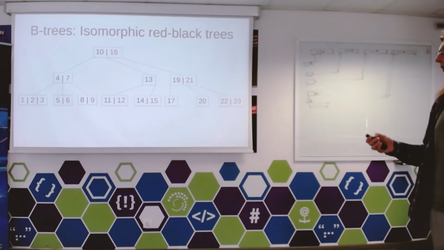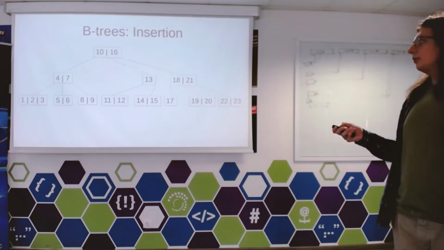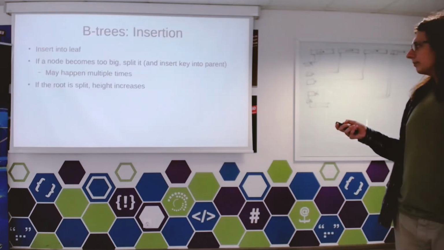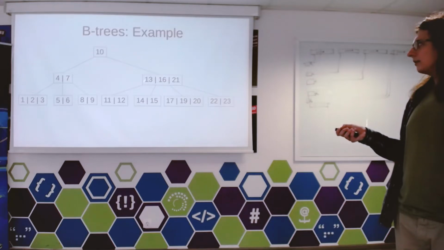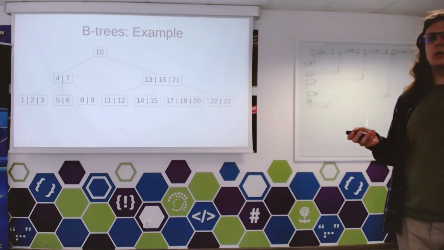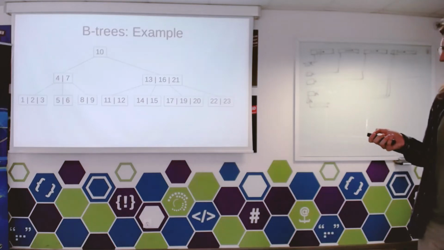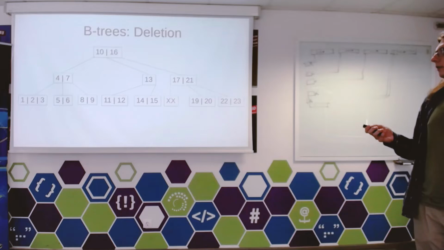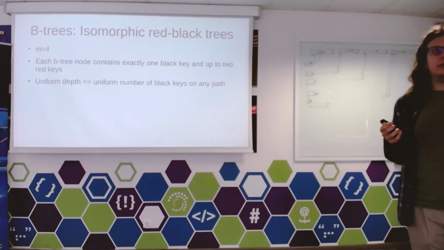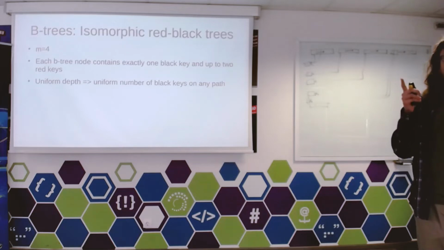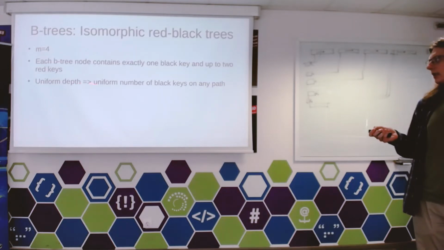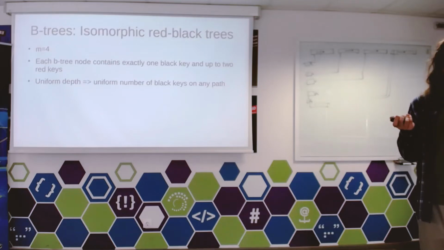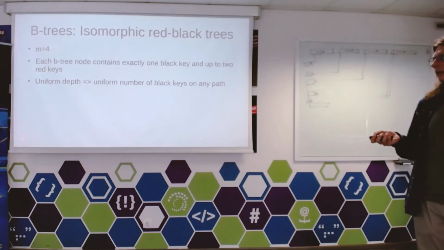Basically, if you have a node that has 3 keys, the middle one is black and the other 2 are red. Or if you only have 2, then one of them is black and the other one is red. It doesn't really matter which one. The result is that we keep the red-black tree invariant, and the red-black tree invariant is that for every path from the root to a leaf, there must be the same number of black keys. Well, there's only one black node, black binary red-black tree node per B-tree node, and B-trees have uniform depth, so we have this property.